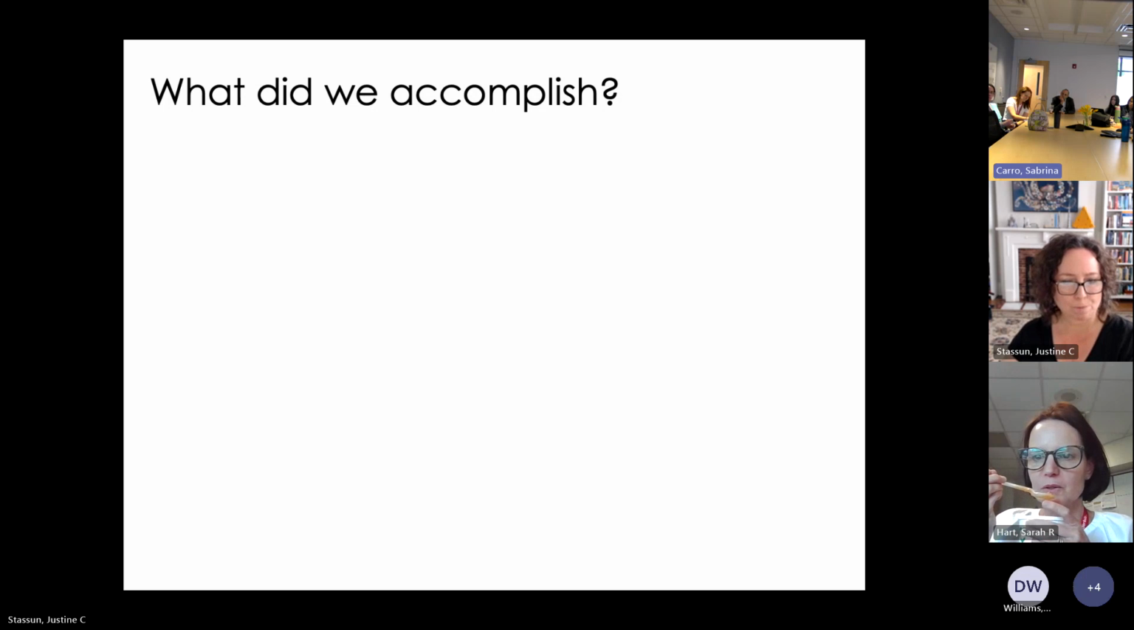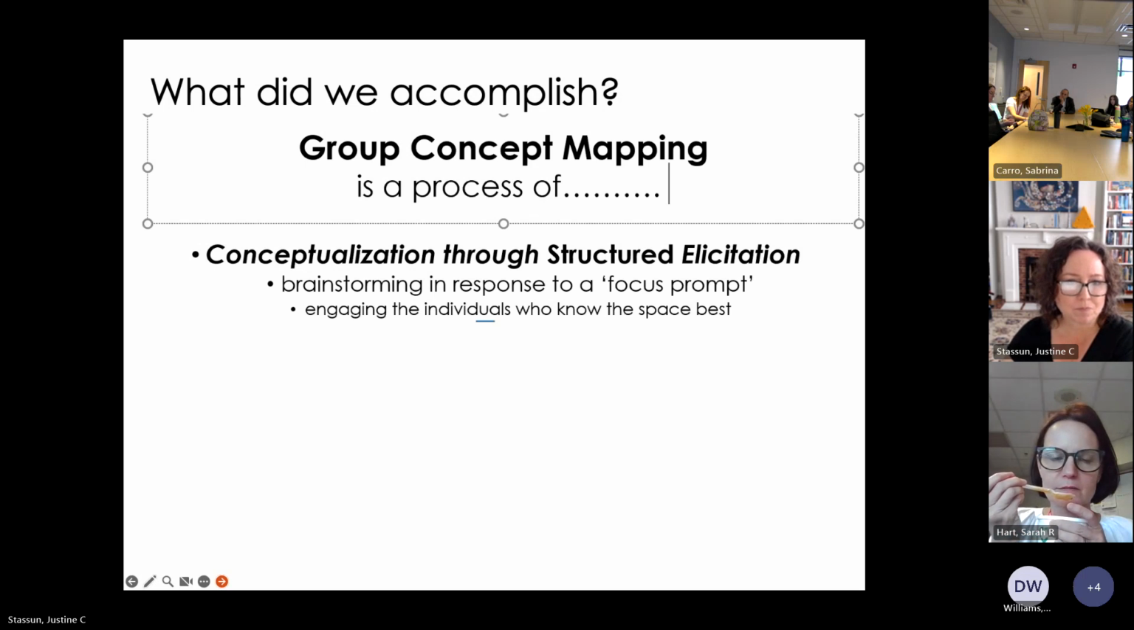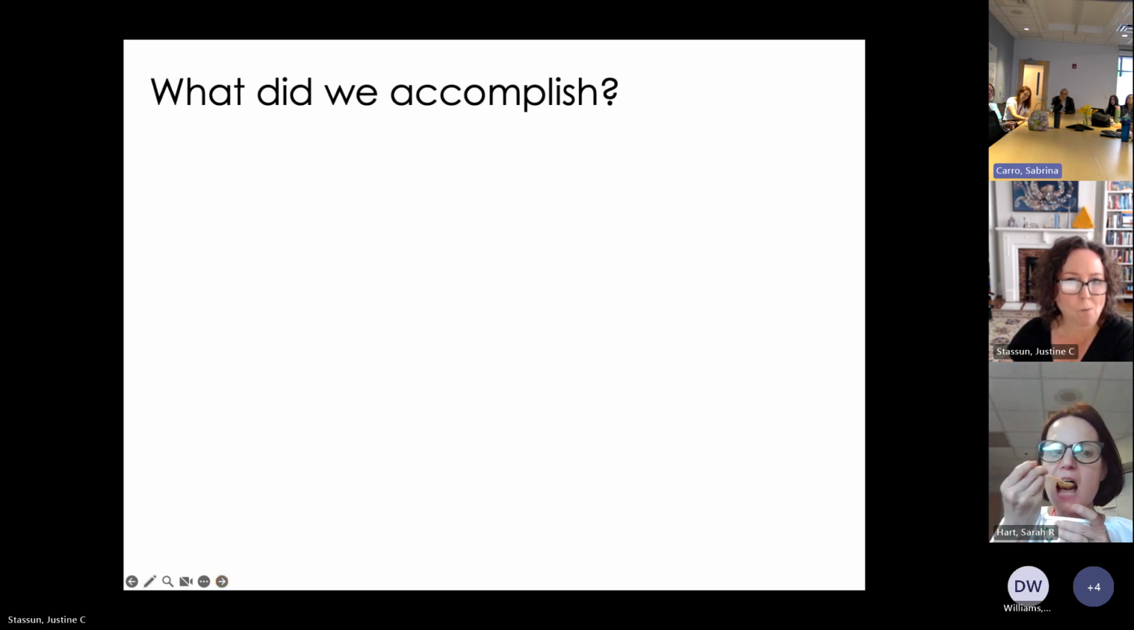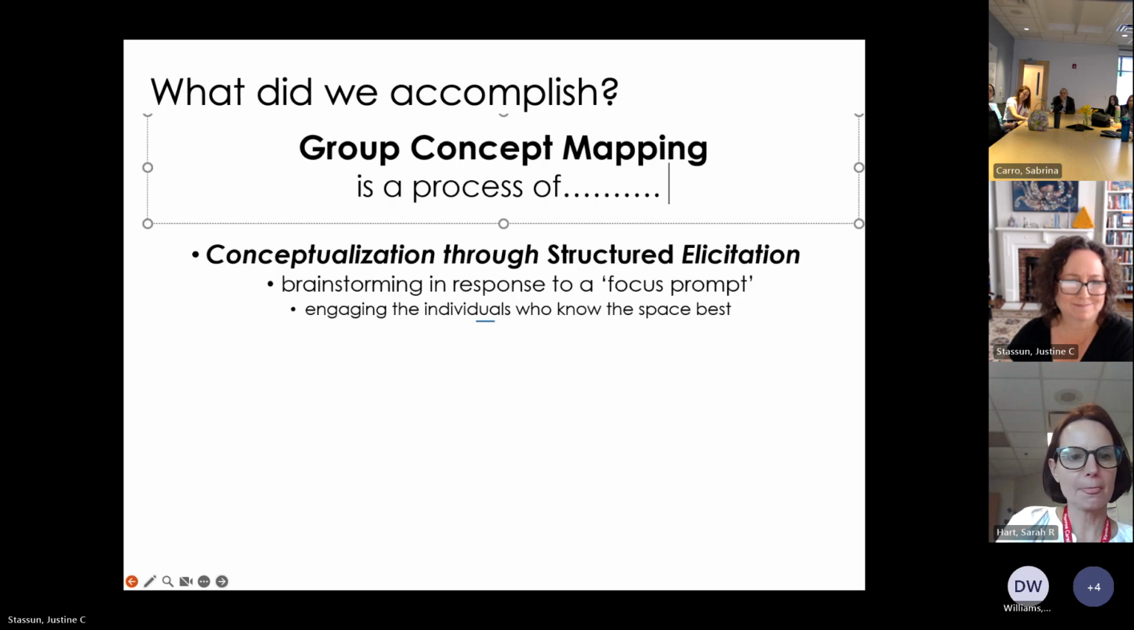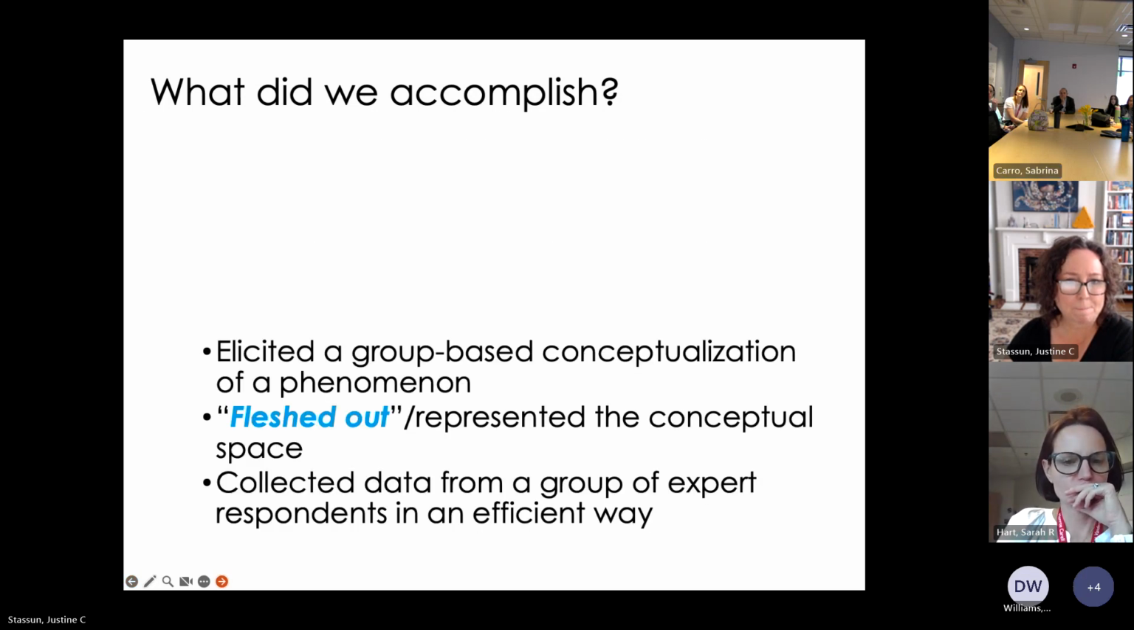What have we accomplished here with our pretty simple research approach? We used structured elicitation to conceptualize this space. We elicited a group-based conceptualization of this phenomenon, right? We sort of fleshed out this space. We collected data in a very efficient way. This beats interviews, right? One-on-one interviews over and over again, and then all that thematic coding, which takes a long time. So it is an efficient process. So that's it. That's the process of conceptualization through structured elicitation.